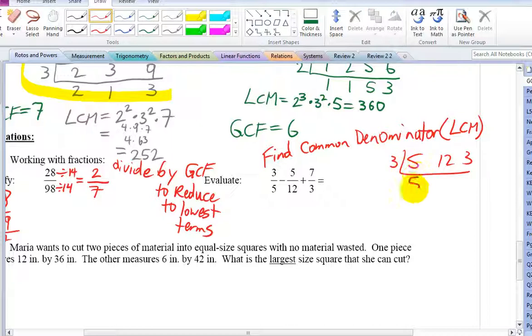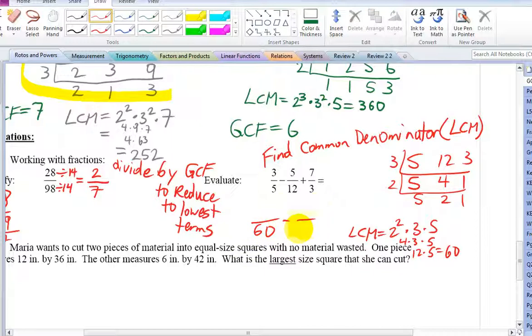Divide by 3, this carries down, this becomes a 4, this becomes a 1. You divide by 2 if you will, 5, 2, and a 1. So your LCM equals 2 squared times 3 times 5. Okay. What is that? 2 squared is 4 times 3 times 5, 12 times 5, 60. So each fraction you're going to make out of 60.